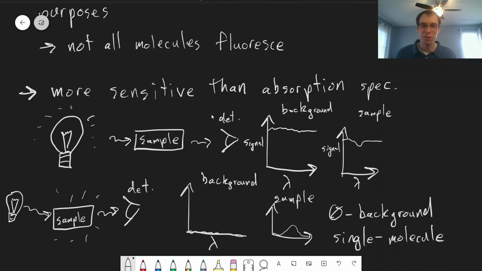In the next video, we'll look at how you actually set up an instrument to measure fluorescence or emission spectroscopy.